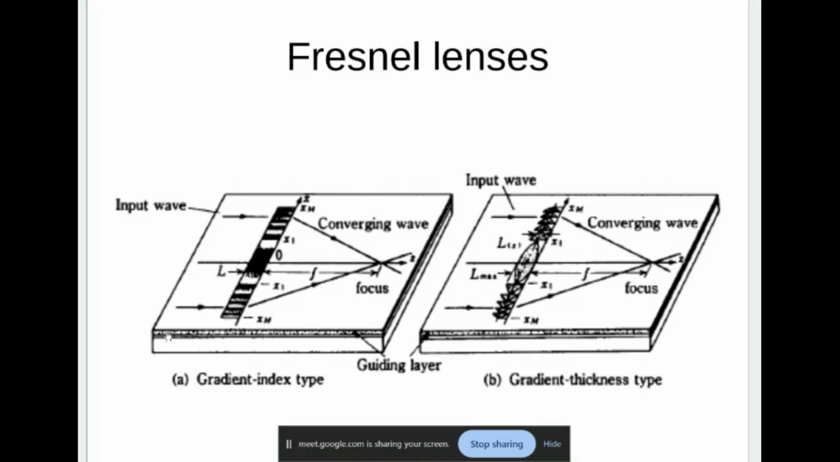So if a broadband or a spread light is falling on this grating, it can focus at a particular point. Similarly, you can make the thickness vary, because it is more advantageous: the refractive index is the same, but the thickness is different. So this is the gradient index, gradient thickness lens.